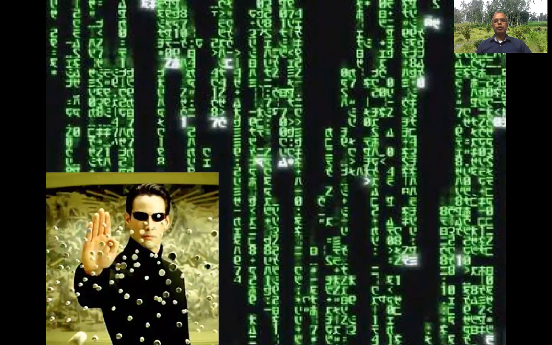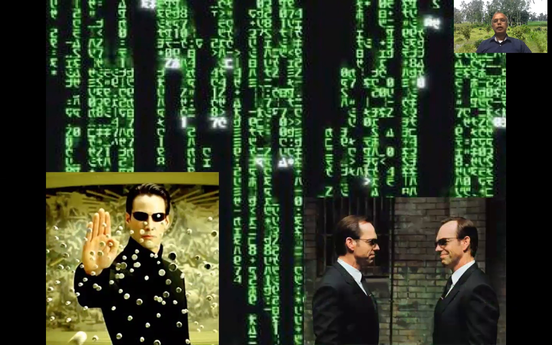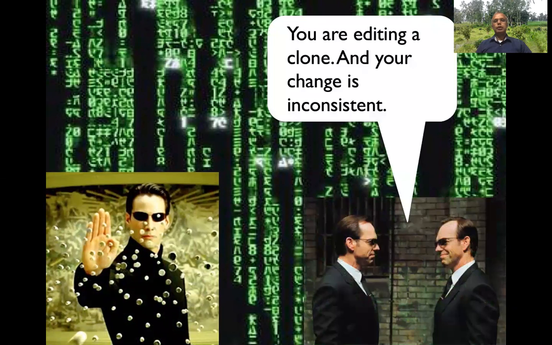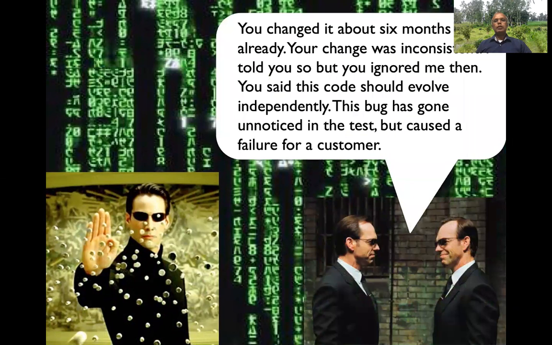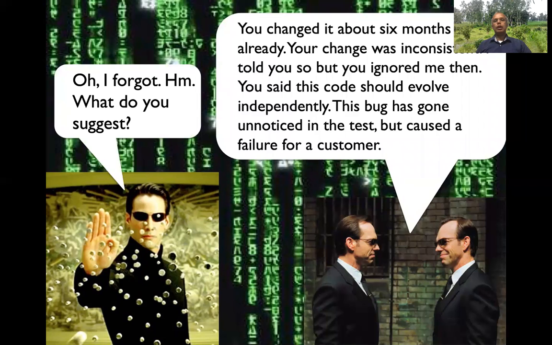I think many of you know this person, right? And that person, see, this person is talking about you are editing a clone and your change is inconsistent. I said, do I? So what? Well, you changed it about 6 months ago already. Your change was inconsistent. I told you so, but you ignored me then. You said this clone should evolve independently. This bug has gone unnoticed in the test, but caused a failure for a customer. Oh, I forgot. What do you suggest?